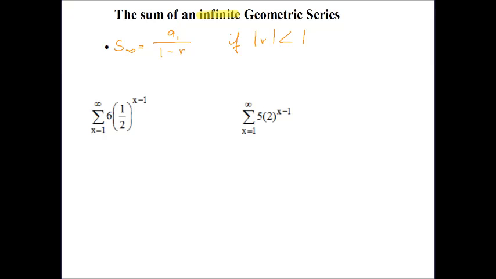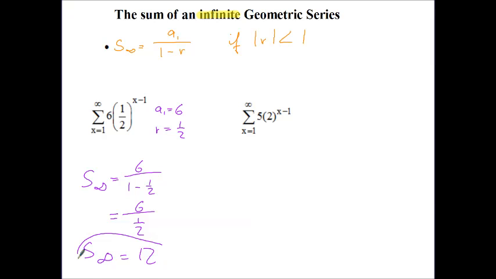Now let's look at some examples then. And both of these are again written in summation notation. So let's find the values that we need. We need a sub 1, which in this first example is 6. And we need r, which is 1/2. The infinite sum of this series is 6 over 1 minus 1/2. This means 6 over 1/2, or just simply 12.